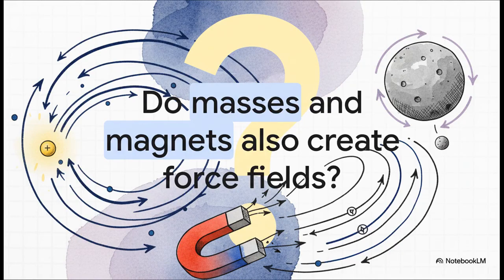And that leaves us with one final big question to think about. We've seen that electric charges create an electric field. So, what about the other forces we know that act at a distance? Is it possible that big objects with mass create a gravitational field, and that magnets create a magnetic field? Well, that question right there opens the door to understanding pretty much all the fundamental forces that run our entire universe.